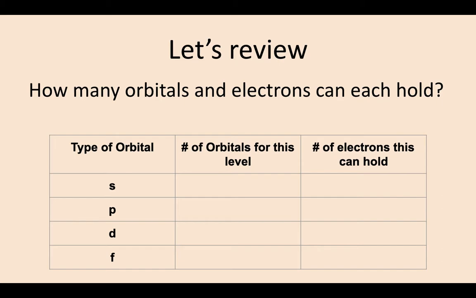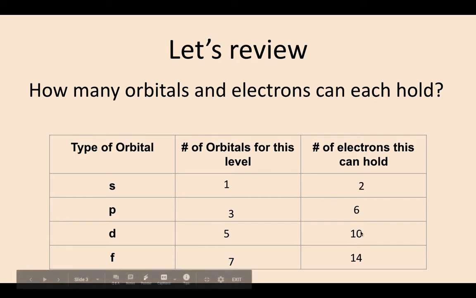So this should be a review by now. S still has one orbital and it can still hold 2 electrons. The number of electrons is still extremely important for you to keep in mind, as you saw in the last lesson. S can never go higher than 2, P can never go higher than 6, D can never go higher than 10, and F can never go higher than 14.